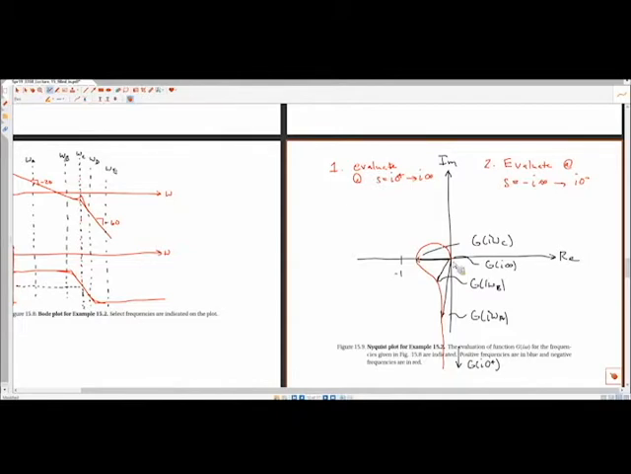So I'm just going to take this plot and mirror it about the real axis. So some points of interest here to help you orient yourself. So right here is G(-i infinity). Way up here is G(i0 to the left).